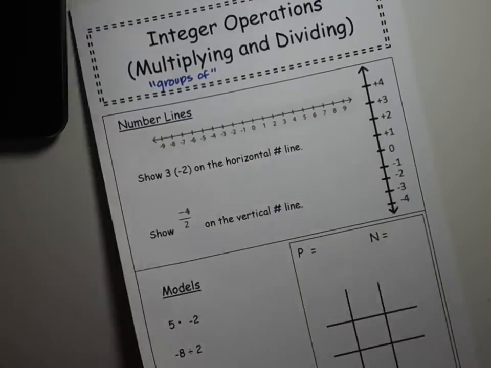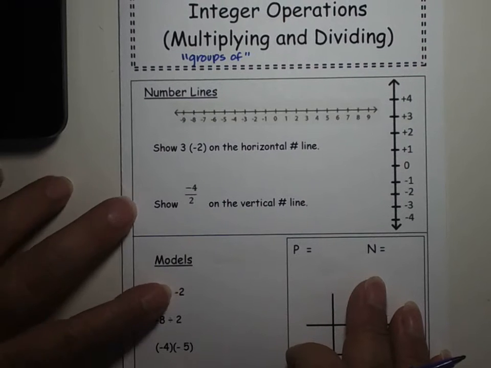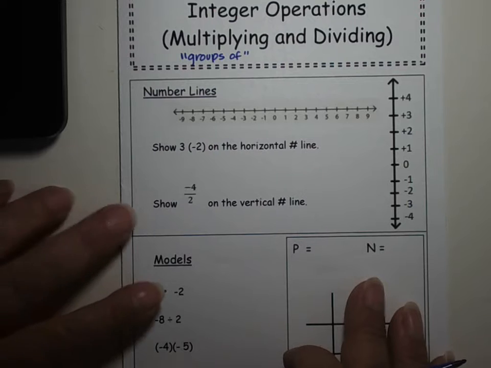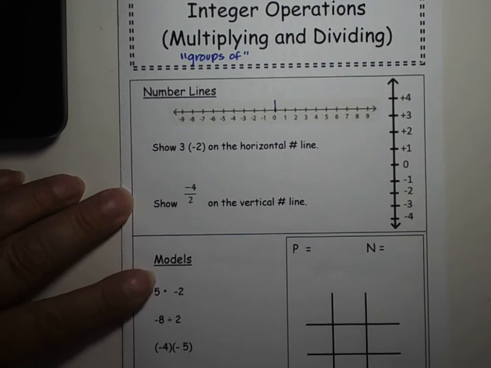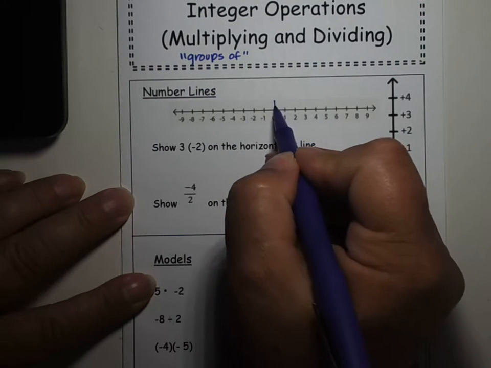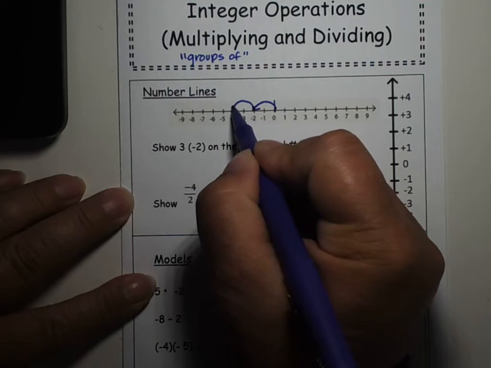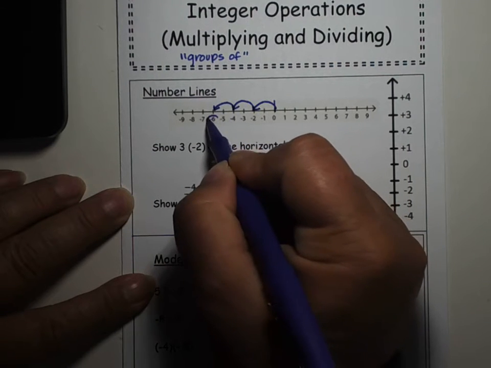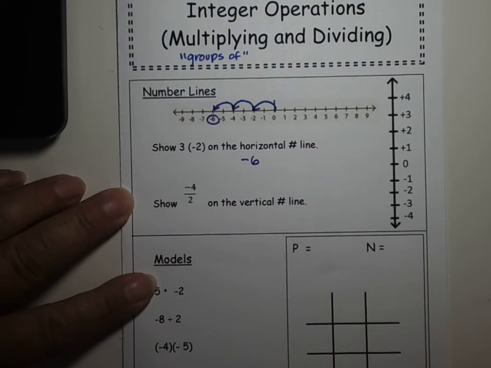All right, so multiplication means groups of. So if I am going to show three groups of -2 on the number line, I am going to start at 0 always. And groups of, we get to hop. So here's one group of -2, two groups of -2, and three groups of -2. So we end up with 6 negatives as the answer.